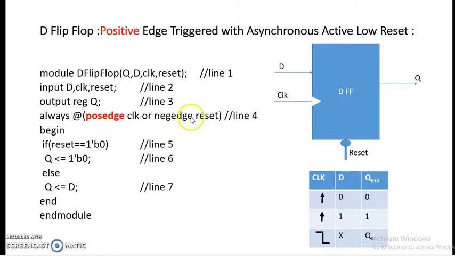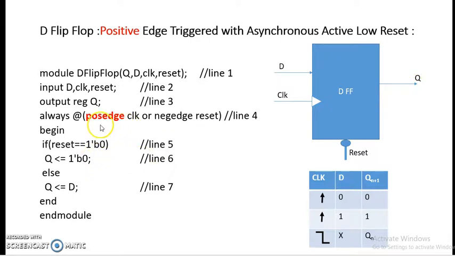Then once again, irrespective of whatever the clock is, if the reset makes the negative transition, it will enter into this always block, and if reset becomes 0, at that moment the output will become 0. This is what we wanted in a D flip-flop. We wanted, for the asynchronous active low reset, when the reset signal becomes low, irrespective of the clock, our Q should become equal to 0, and this is what is happening over here.